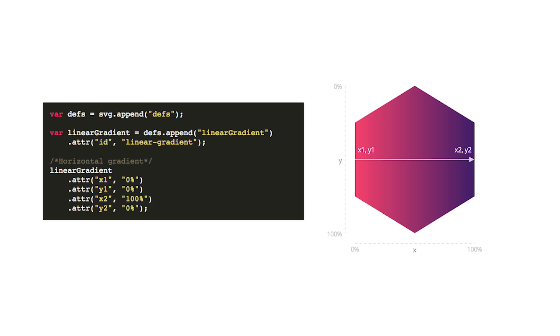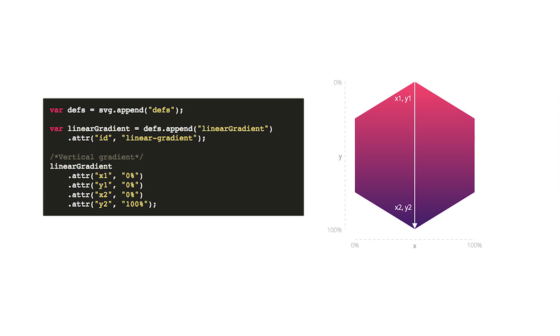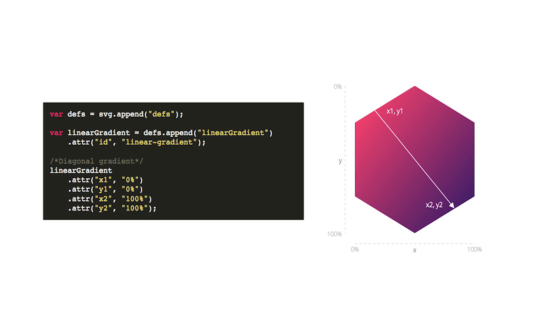So we have a starting point with x1, y1, and then we have an end point with x2, y2. And then both of these sort of create a directional arrow that will define the direction of your gradient. And by playing around with these values, so for example, a horizontal gradient will have x1 at 0% and then x2 at 100%, because you can supply these values in both percentages with respect to your shape and exact pixel locations. And then both y's, because it's horizontal, can be the same, so 0% is fine.